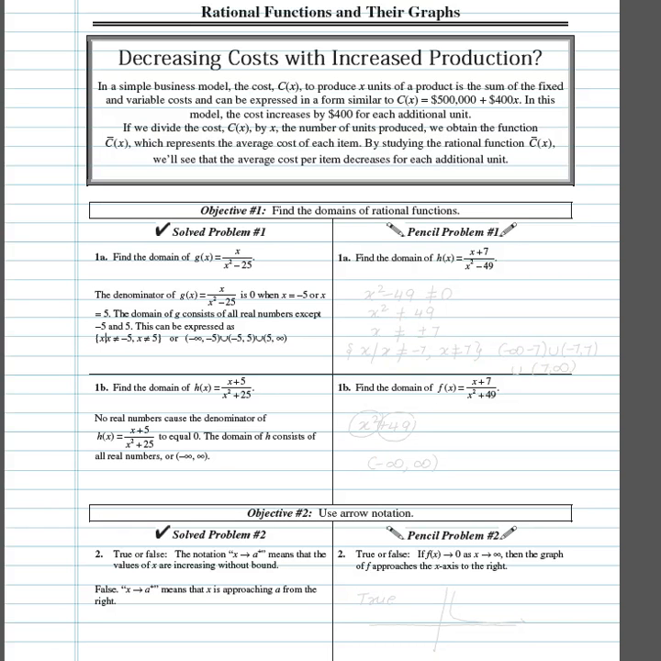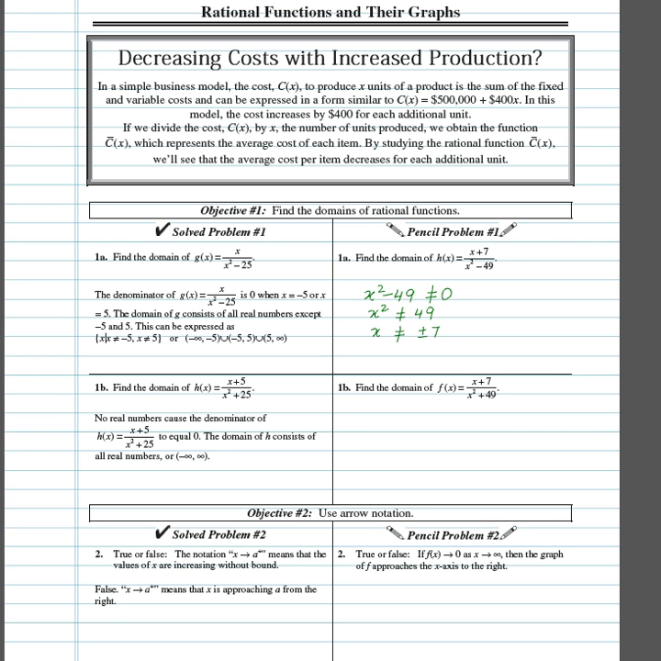Find the domain of h of x equals x plus 7 over x squared minus 49. The denominator of the function is x squared minus 49, and this should not be equal to 0. That means x squared should not be equal to 49, so x should not be equal to plus or minus 7.